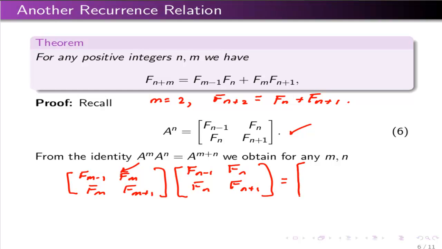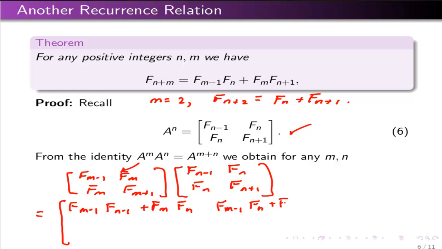So how do you multiply 2 by 2 matrices? I better give myself more space. You would get F_{m-1} F_{n-1} plus F_m F_n. And let's see, which one do I have up here? I've got F_{m-1} F_n. So let's do first row, second column. First row, second column gives us F_{m-1} F_n plus F_m F_{n+1}. Right, first row, second column. So that's the right-hand side in the theorem.